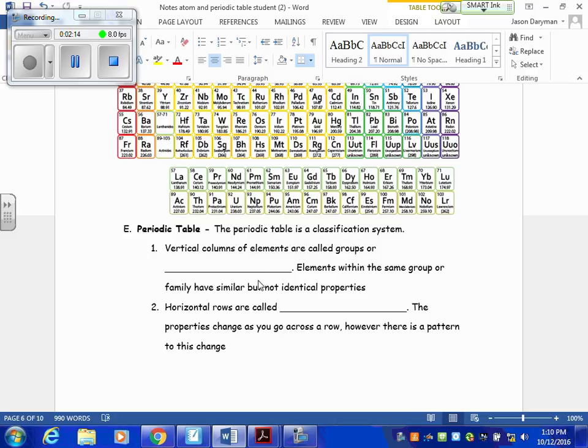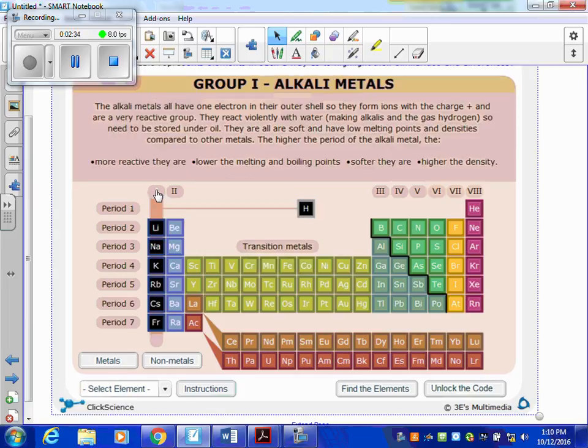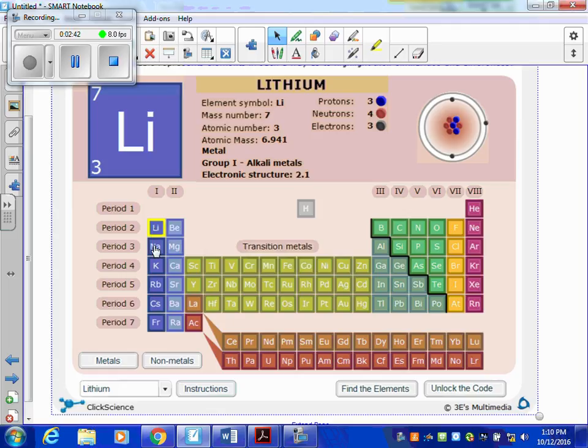Let's go up into a little app I have here and take a look at it. The only thing different about this app is hydrogen is in the middle, and it's supposed to be out here above lithium. Let's just bear with it. Taking a look at the first family, notice the elements all in this family. This is called the alkali metals, and we can click on each one of those families.